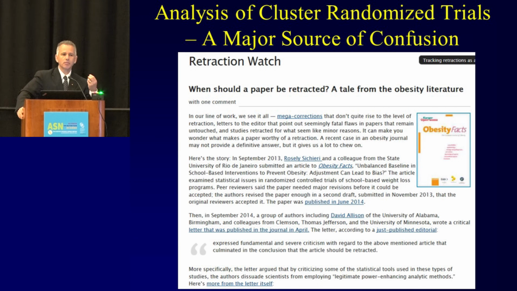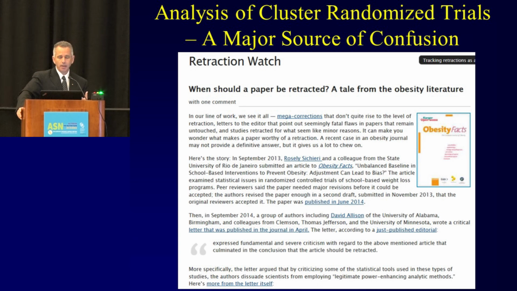So this is something that's very widely confused, because if you don't take that clustering into account, you can radically misestimate the statistical significance of the results. You can radically misestimate your standard errors. People are so confused about it that even methodologists who write about it sometimes get it wrong. And this is an interesting sort of story about when should a paper be retracted.